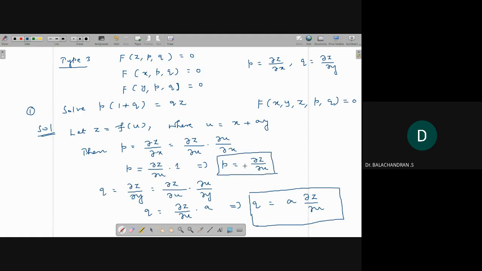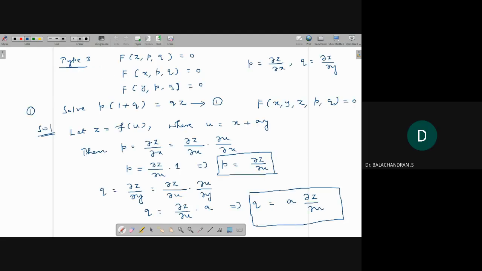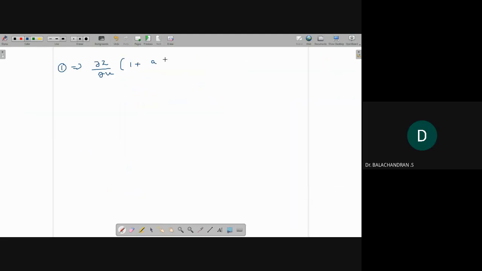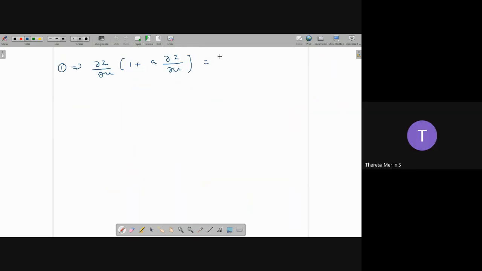After finding p and q, I will take the given problem as equation 1 and substitute the value of p and the value of q here. So equation 1 implies p is dou z by dou u, into 1 plus q, where q is a into dou z by dou u, is equal to a into dou z by dou u into z.